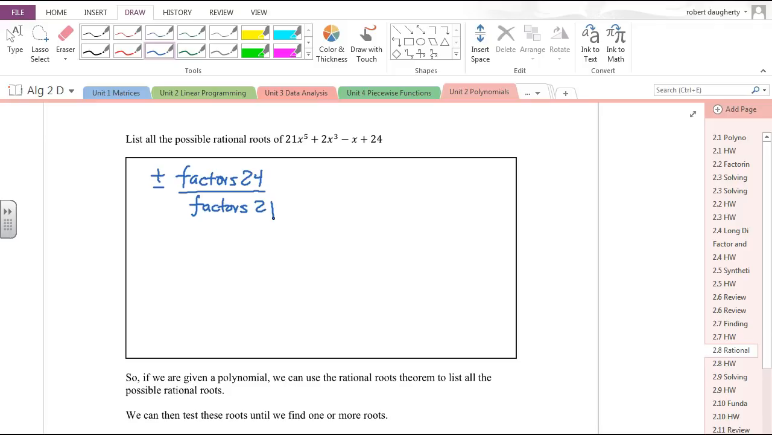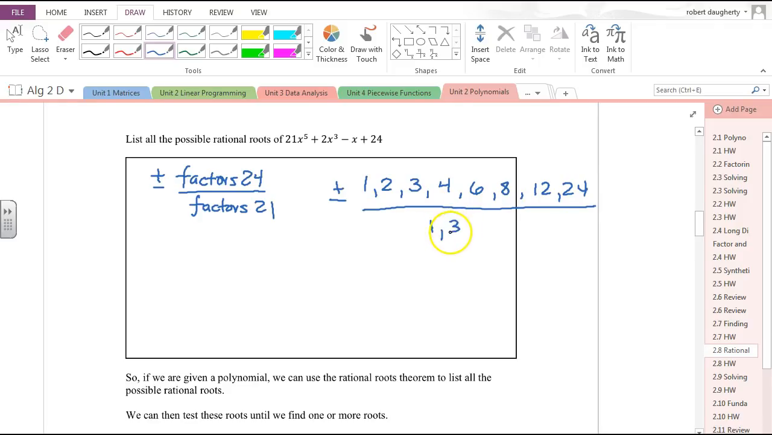So this is plus or minus. This one's going to be a little bit of a longer list. Factors of 24, that's 1 times 24, 2 times 12, 3 times 8, 4 times 6, and then I start repeating. Those are all the factors of 24, okay? What are the factors of 21? It's 1 times 21, 3 times 7. That's it, okay? So this is going to be a longer list, okay?